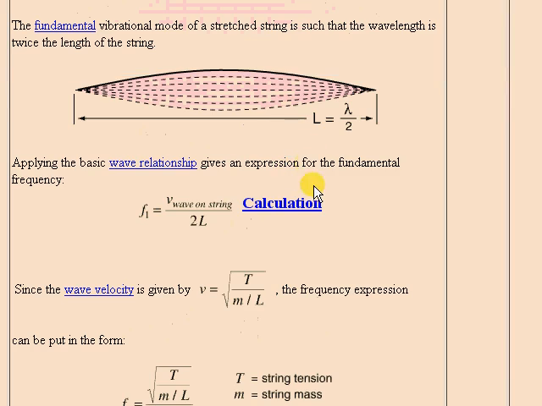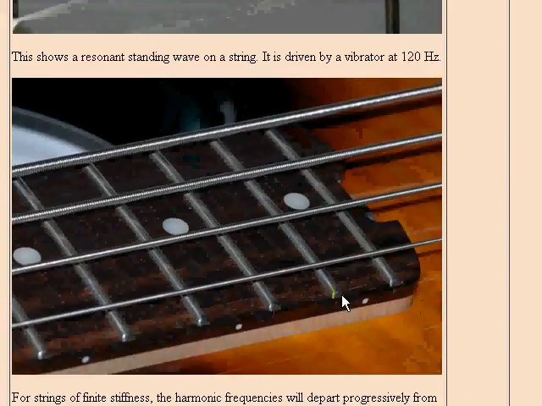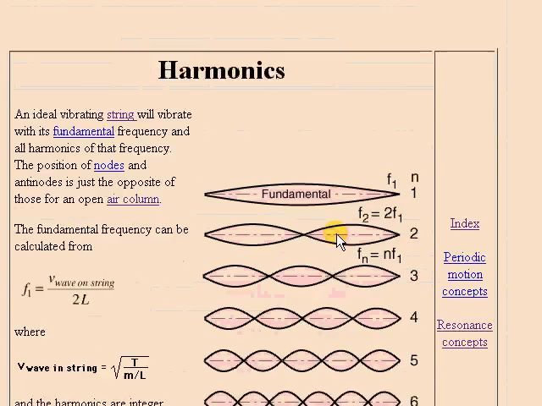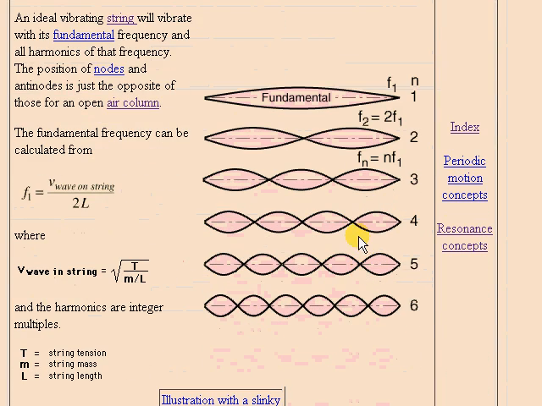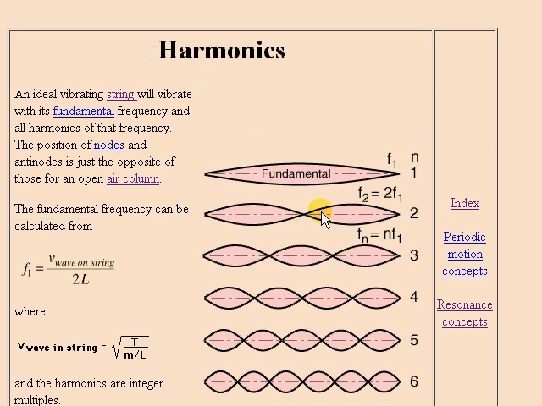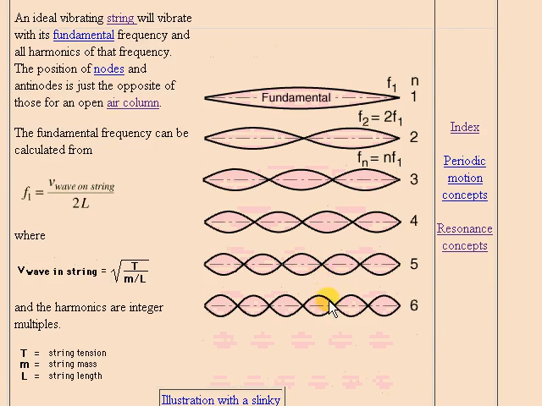So here's some more from HyperPhysics on standing waves. I just want to move down. What I really care about is this, showing the different harmonics that you can get. You can get half a wavelength, or 2 halves, or 3 halves, or 4 halves, or 5 halves, or 6 halves. And so these are the different harmonics that you can get from a musical instrument, from a stringed instrument.